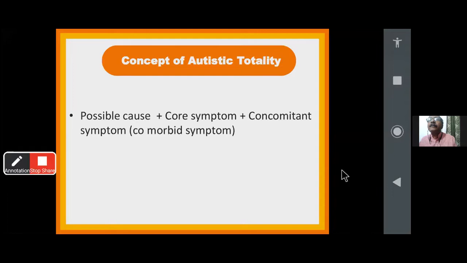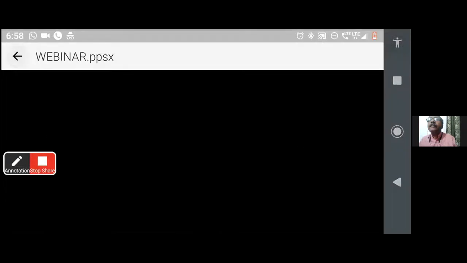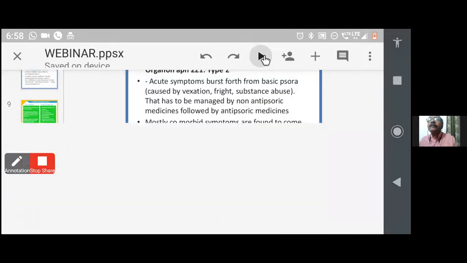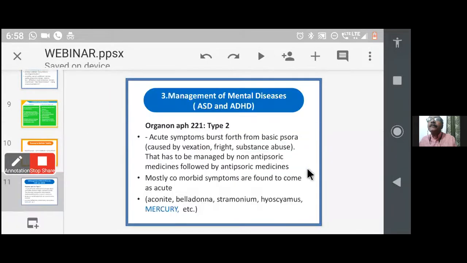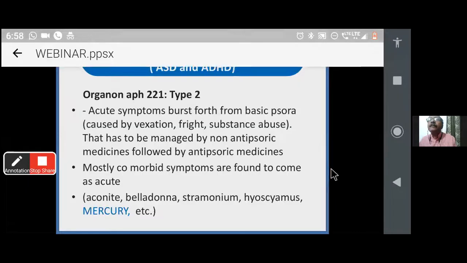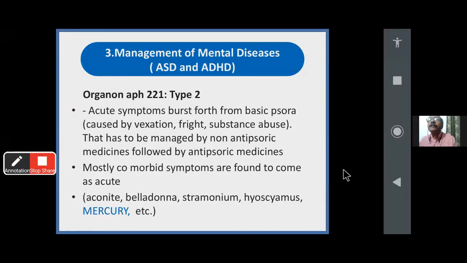So, in what severity is the person having high sensitiveness, in what severity is the person having food fads, in what severity is the person having sleep disturbance, what is more associated with that core symptom? If you get that thing correct, you get a good autistic totality. So if you get the totality, you should know how to give the medicines.